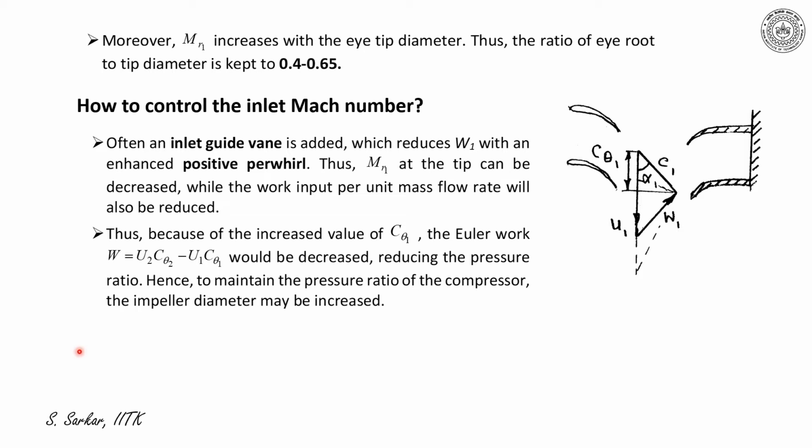So what I have told here is that, in brief, by providing an inlet guide vane, we can control the inlet relative Mach number by providing an additional swirling component at inlet. However, it decreases the work input. Thereby, the pressure ratio of the compressor will decrease. Hence, to maintain the pressure ratio, we may have to increase the impeller diameter.